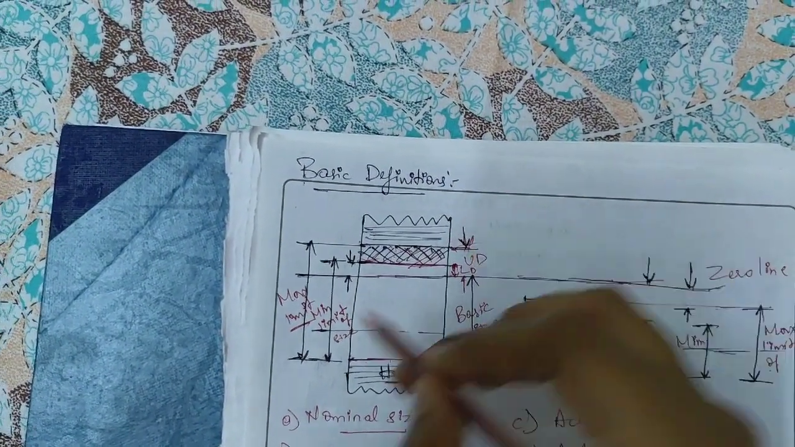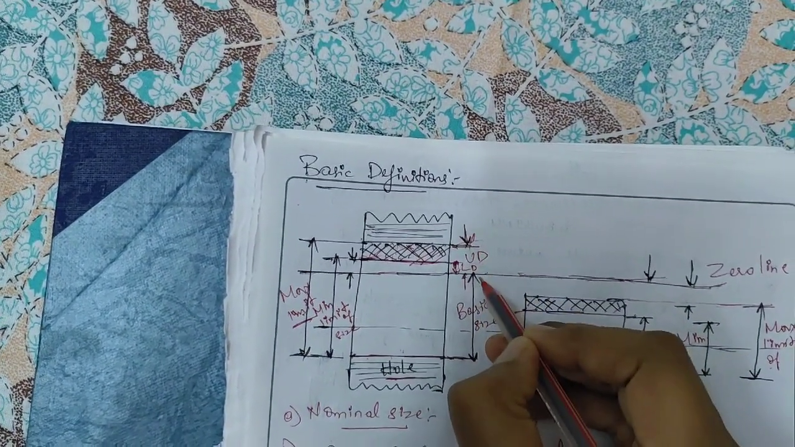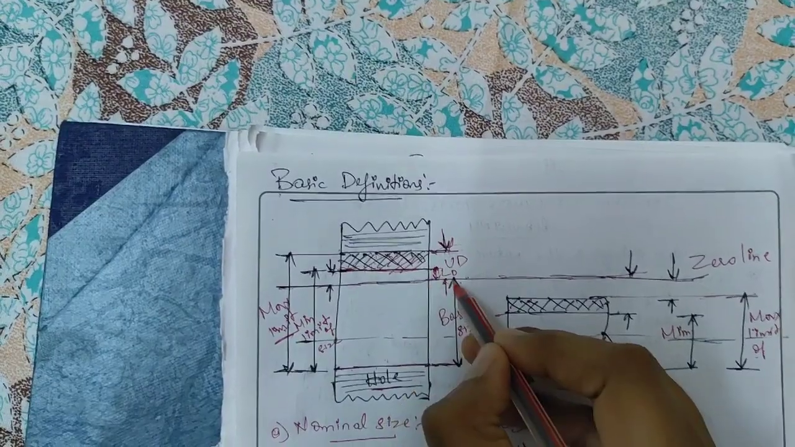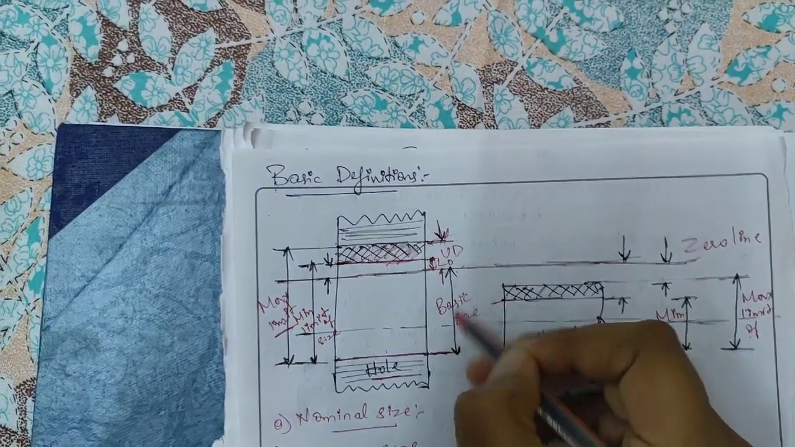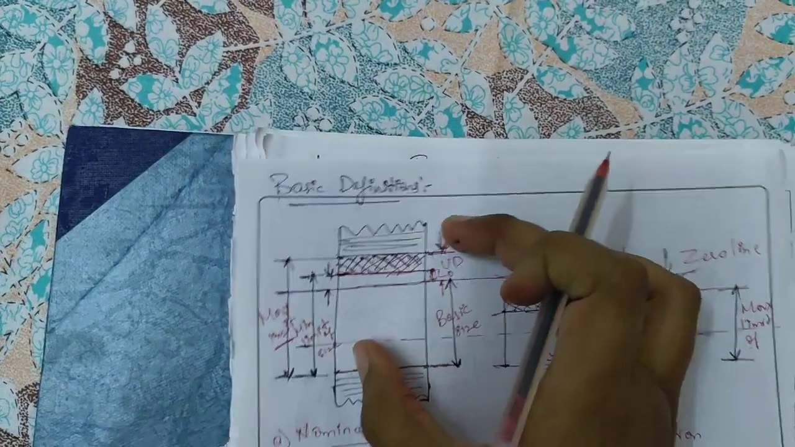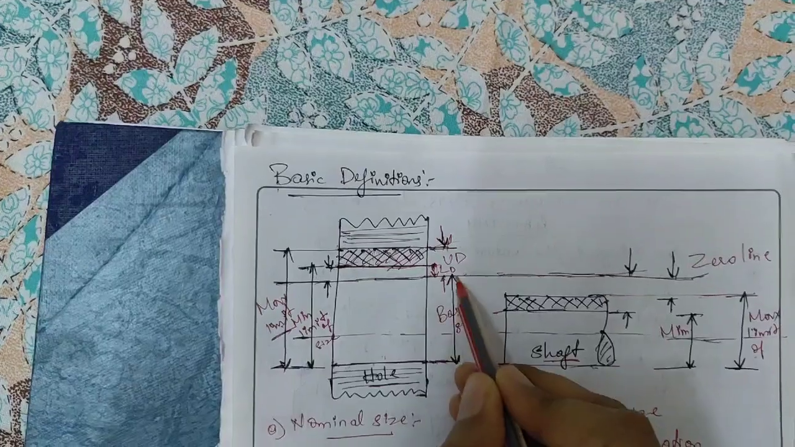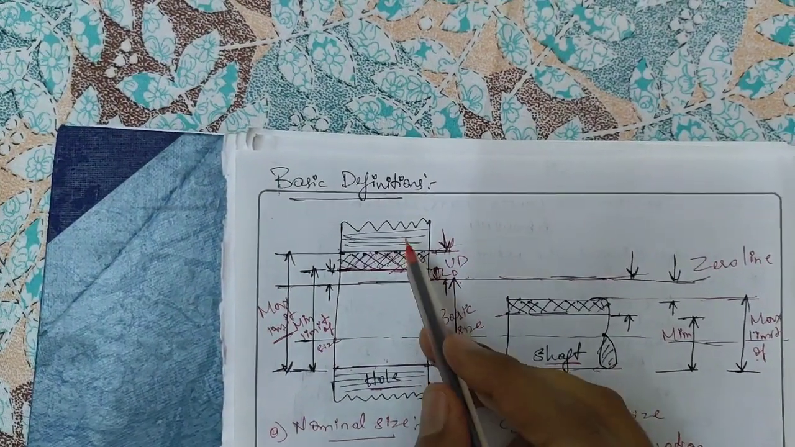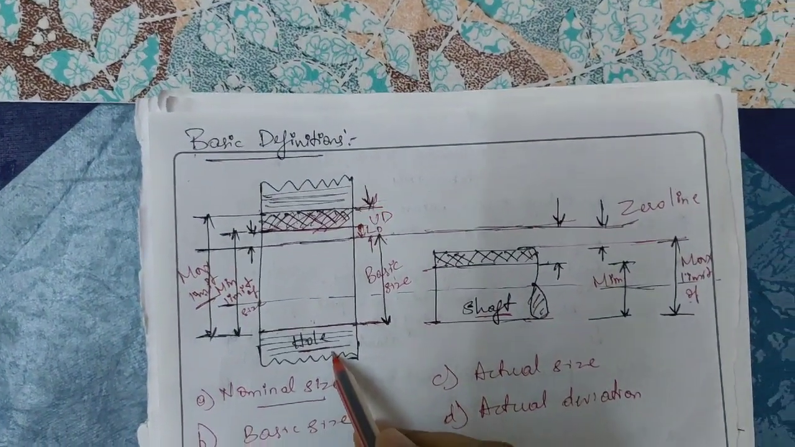Upper deviation refers to what? Maximum limit to the zero line. Maximum limit to the zero line, and minimum limit to the zero line we can call it as what? Lower deviation. Zero line is nothing but what? Basic size. Minimum limit to the basic size we can call it as lower deviation, and maximum limit to the basic size we can call it as upper deviation, with respect to the hole.